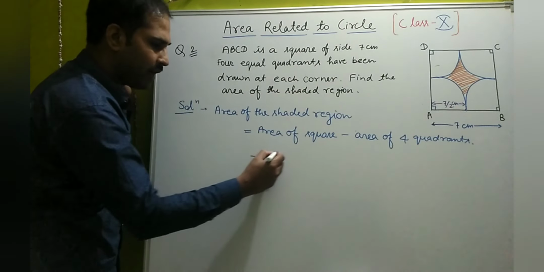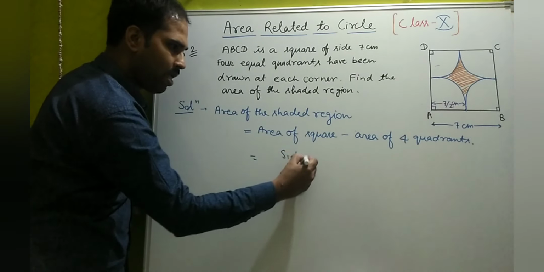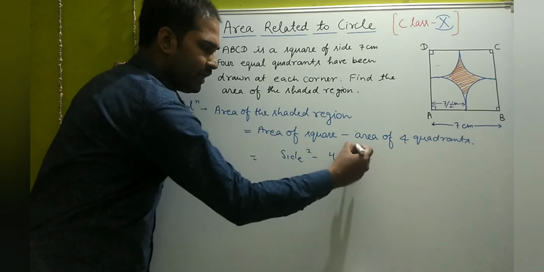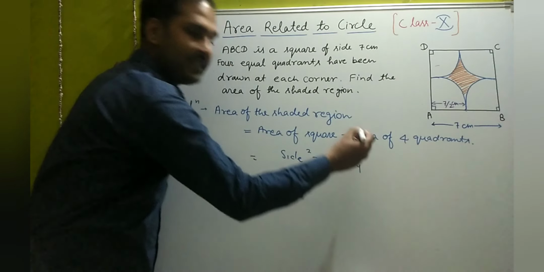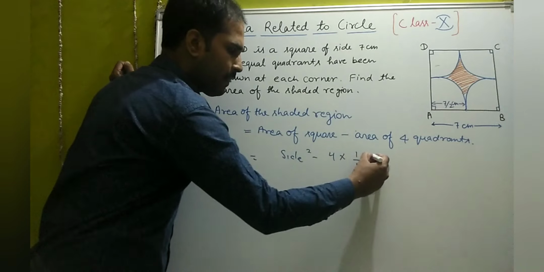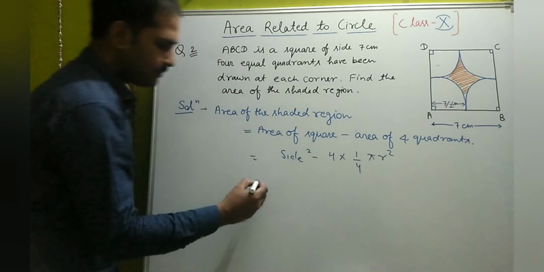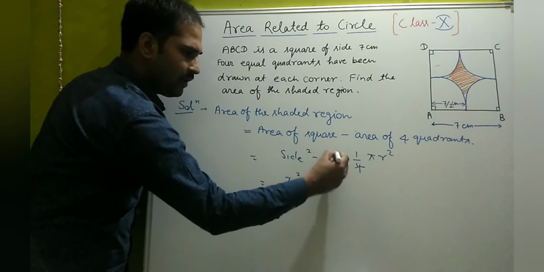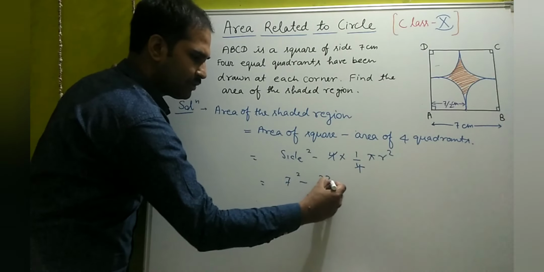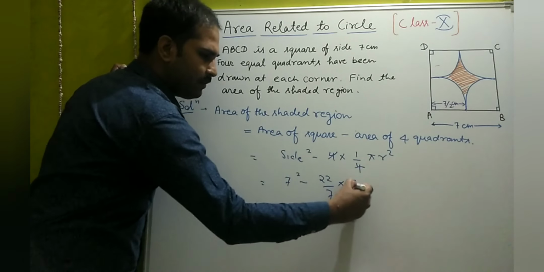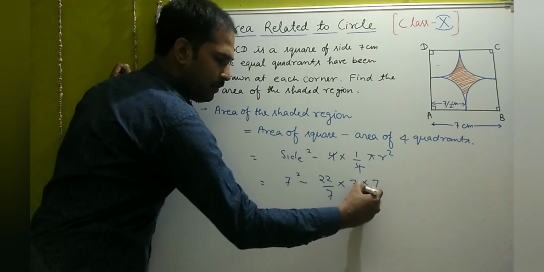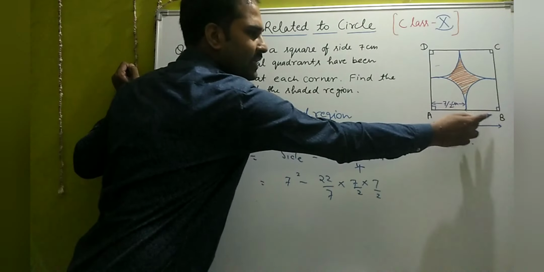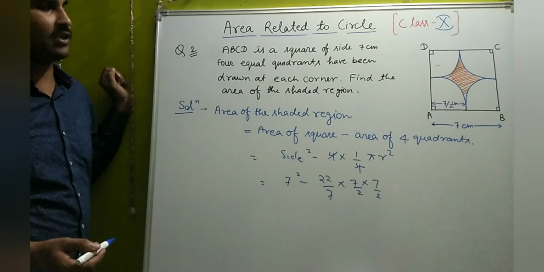So the area of square is side square minus 4 quadrants, so 4 into the area of a quadrant, which is 1 by 4, that is 90 by 360, that is 1 by 4 pi r square. Now the side is 7, so 7 square minus 4 and 4 cancel out, the value of pi, that is 22 by 7, multiplied by 7 into 7 by 2. So 7 by 2 is the radius here. The whole side is 7, so 7 by 2 is the required radius of the quadrant.